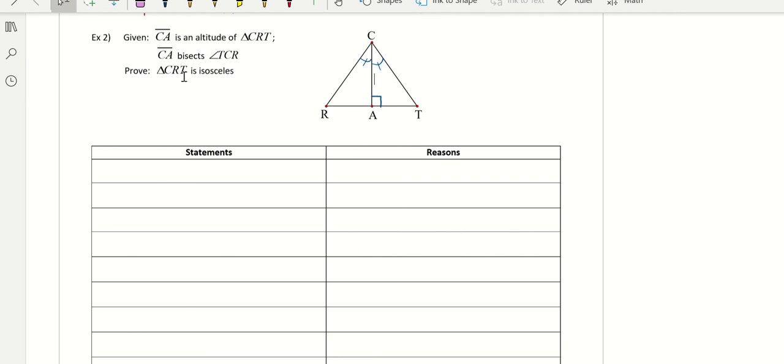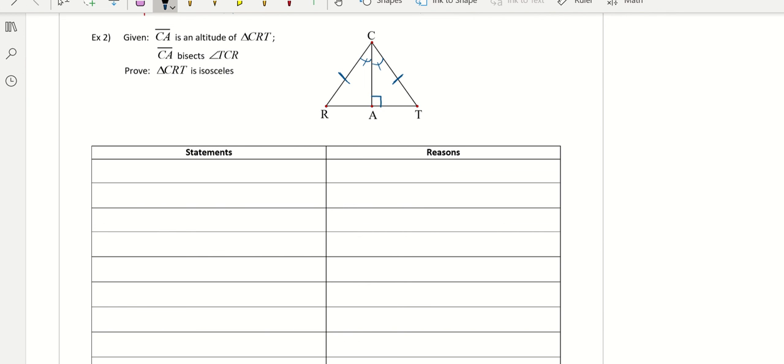What are we trying to prove? We're trying to prove that triangle CRT, that's the biggest triangle here, is isosceles. If this triangle is isosceles, then at least two sides are congruent. Well, if the triangle on the left and the triangle on the right are congruent to each other, we're able to use CPCTC to show that CR is congruent to CT.